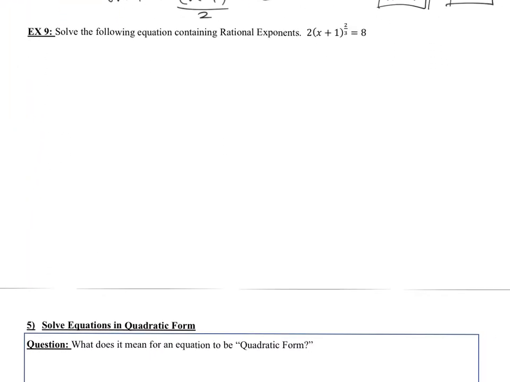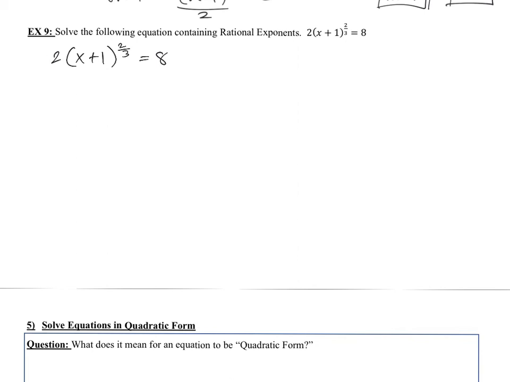Now let's take a look at example 9. Solve the following equation containing rational exponents. So notice we have the rational exponents. Well, the idea is pretty similar. You're going to be raising to a power to cancel out the exponents.